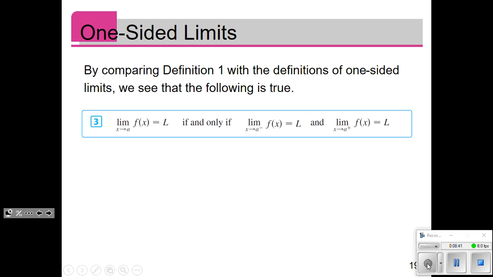This, again, will make more sense as we actually look at some problems, but here's the kicker. This is a big one, and you kind of look at it and think, well, duh, but the limit of f of x as x approaches a equals L if and only if. First of all, what does if and only if mean?